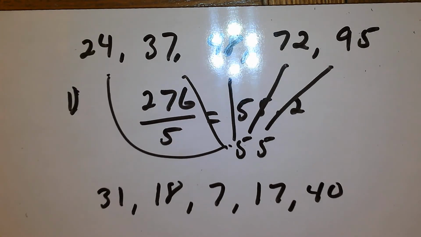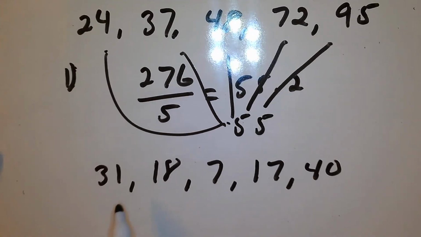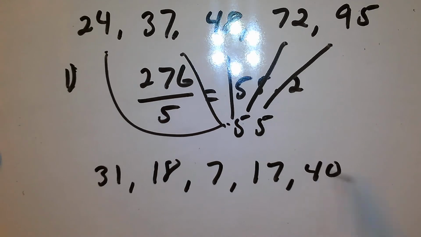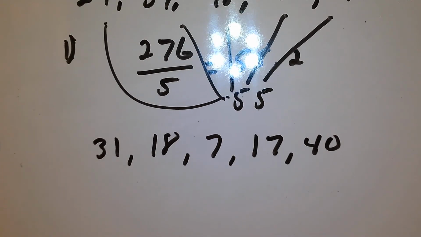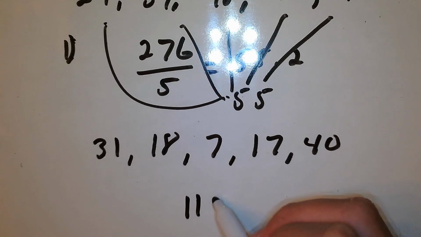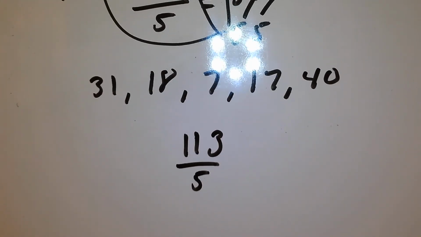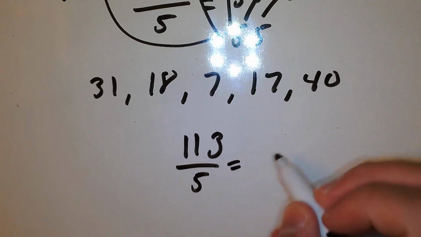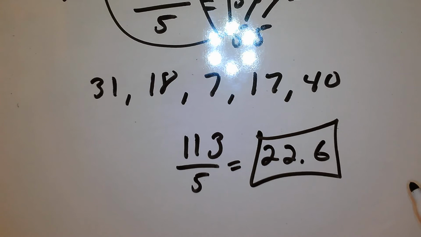Now, what we do next, this is the last step. We take the average of these numbers to get our answer. So we add them together: 31 plus 18 plus 7 plus 17 plus 40 is 113. There are still 5 numbers, so we divide that by 5, and I end up getting 22.6. That is my MAD, or my mean absolute deviation.